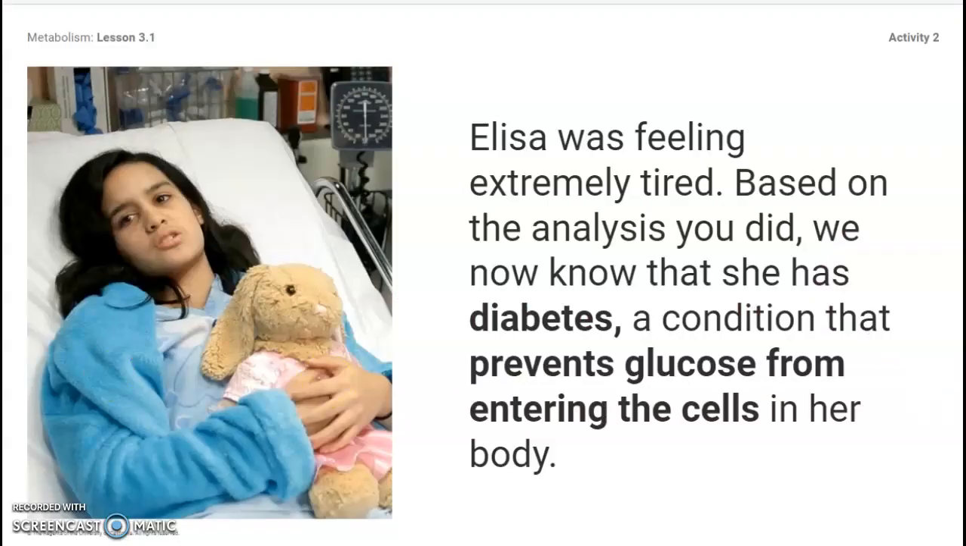So we're going to go on to activity 2, considering claims about energy release. We know that Elisa is feeling extremely tired, and based on what you did in the analysis, we now know that she has diabetes, a condition that prevents glucose from entering into her cells. Why would having low glucose in her cells make her feel tired? What do the molecules in your cells have to do with your energy level? Well, that's what we're going to be investigating in this next part of this unit.